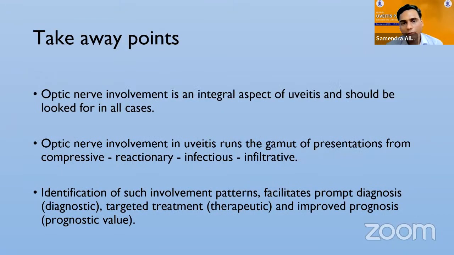Takeaway points from all these cases is that optic nerve involvement is an integral aspect of uveitis and should be looked for in all cases. Optic nerve involvement in uveitis runs the gamut of presentations from compressive, reactionary, infectious, and infiltrative, which I have elaborated in my case illustrations. Identification of such involvement patterns facilitates prompt diagnosis, which serves as a diagnostic value. Targeted treatment serves as a therapeutic value, and improved prognosis serving as a prognostic value.